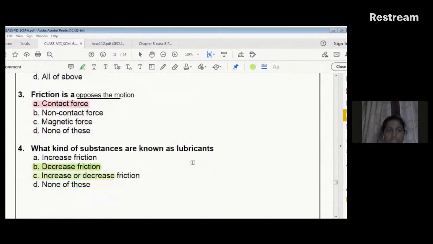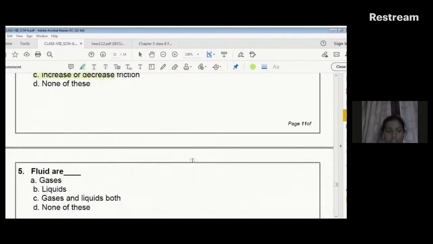Next, we will move on to number 5: fluids are dash. Fluids are gases, fluids are liquids, fluids are gases and liquids both, or none of these. So the answer for this will be number C, gases and liquids, they are both.